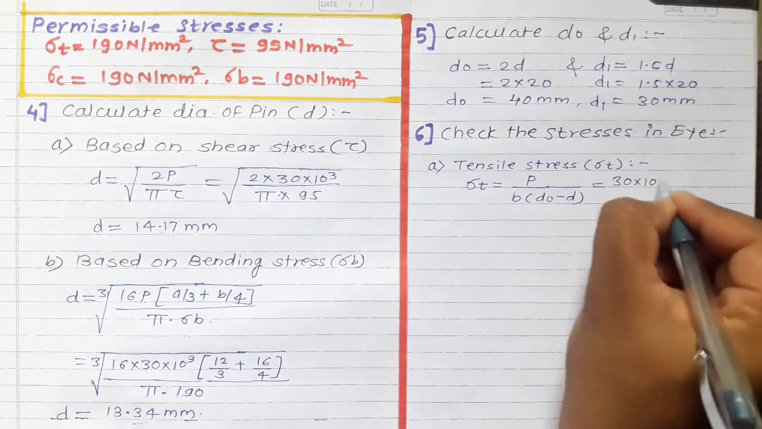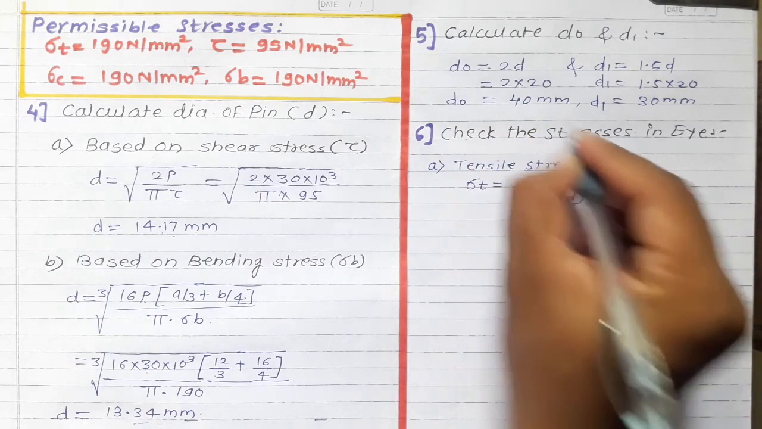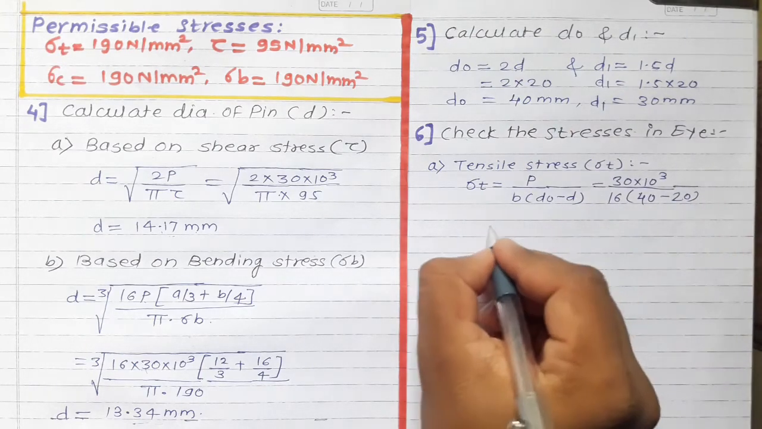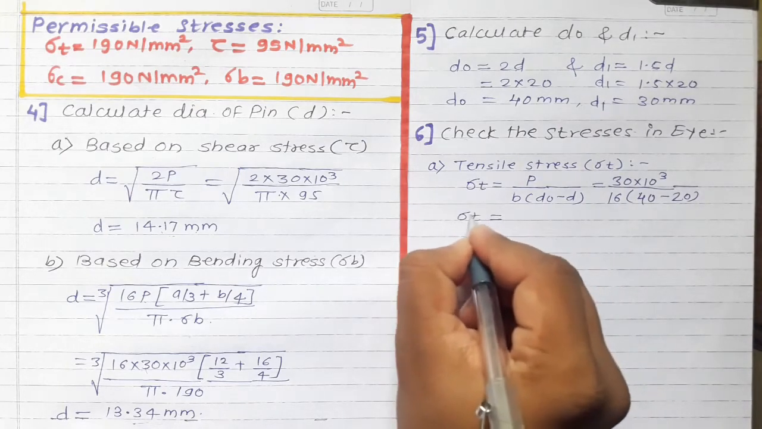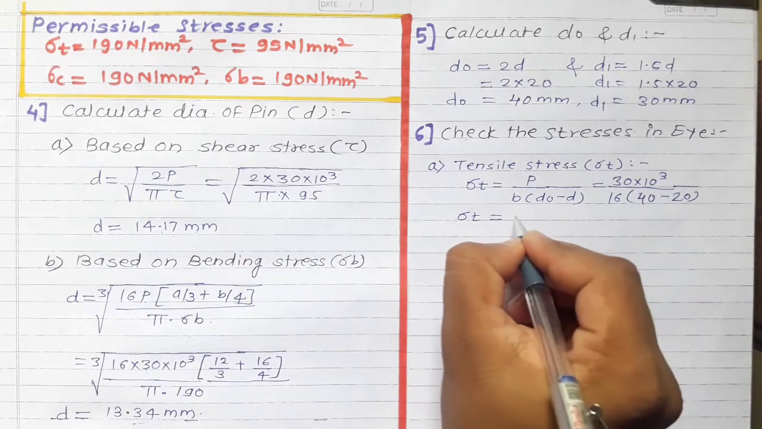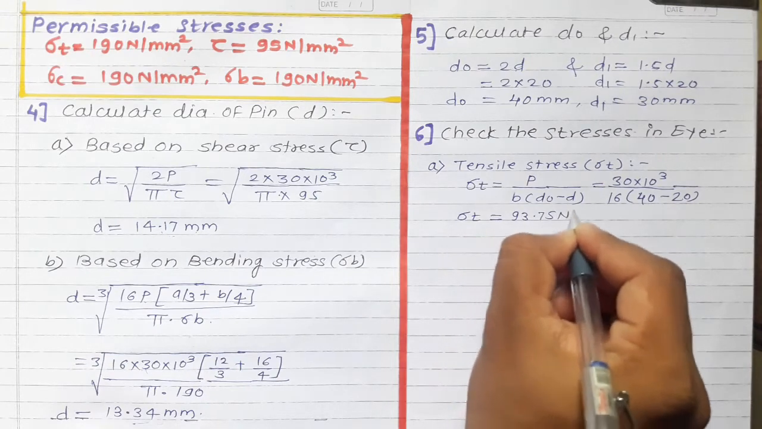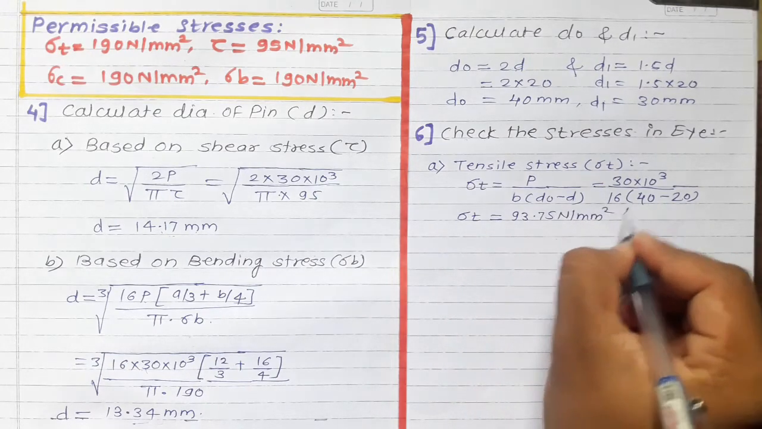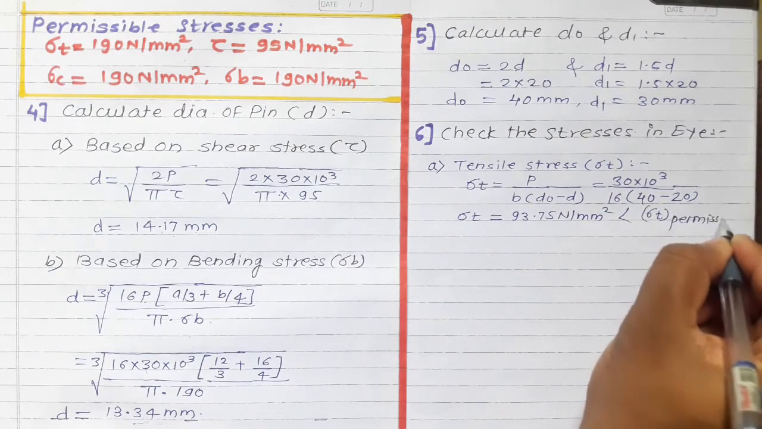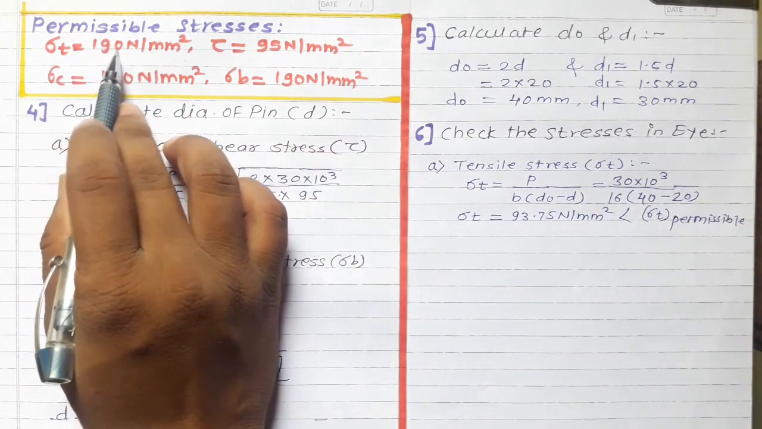So P is 30 into 10 raised to 3 upon b is 16 into D0 is 40 and small d, that is diameter of pin, is 20. And let us calculate this induced tensile stress in this eye. So answer for this induced tensile stress is 93.75 Newton per mm square, which is less than permissible tensile stress, and the permissible tensile stress value is 190 Newton per mm square.